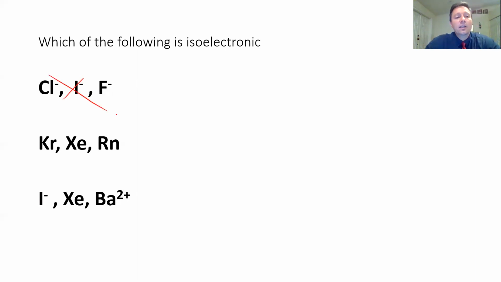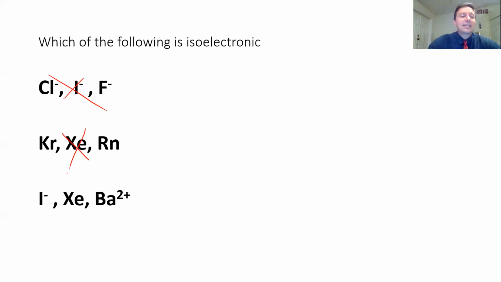So that's not it. When we look at the next one, we have three noble gases: krypton, xenon, and radium. When we look at this, they are not it either. They have the same outer electrons, 8, but they're not isoelectronic. Isoelectronic means that they have the same noble gas configuration.